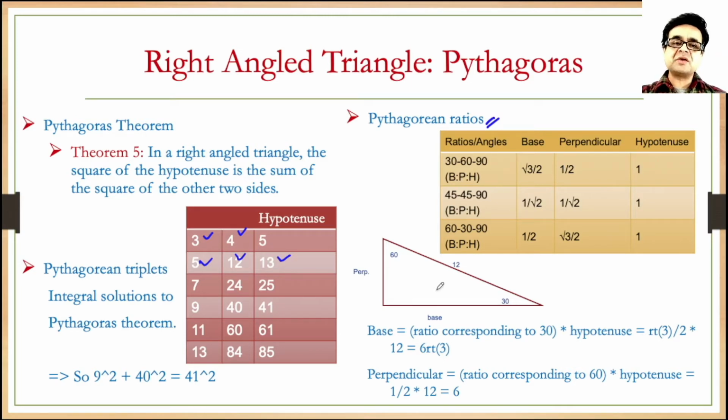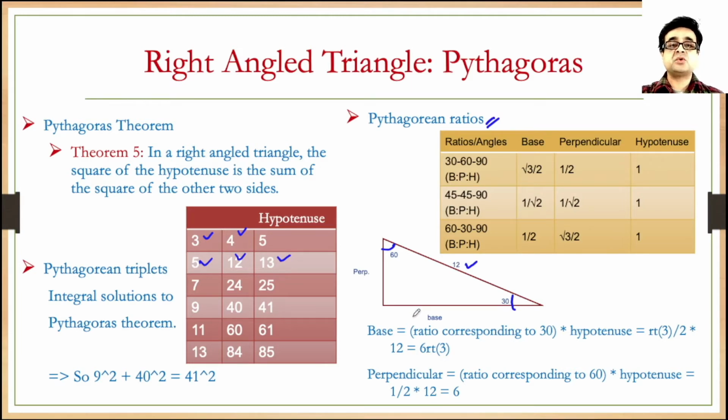Let's assume you are given a right angle triangle where one angle is 60 degrees and the other is 30, and the hypotenuse is 12. Is there a way to find the base and the perpendicular? The answer is yes. Using trigonometry, it is very straightforward to find that.